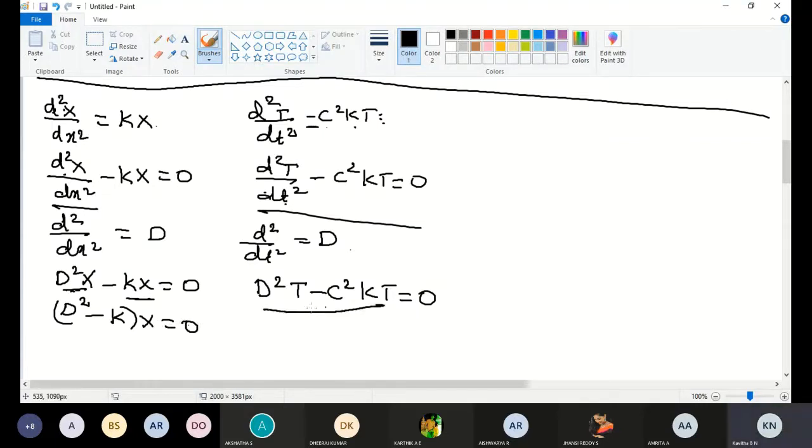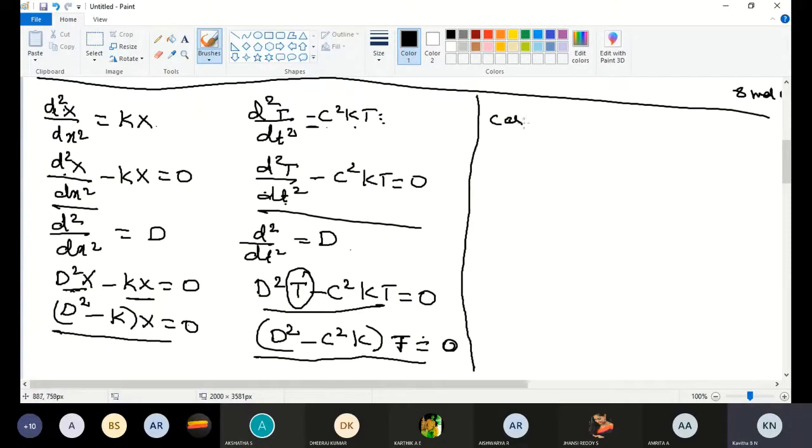And in this equation, take T common: d square minus c square k, T is equal to 0. Case 1: I am taking k is equal to 0. Then write the equation d square minus k, X is equal to 0, and one more equation d square minus c square k, T is equal to 0.